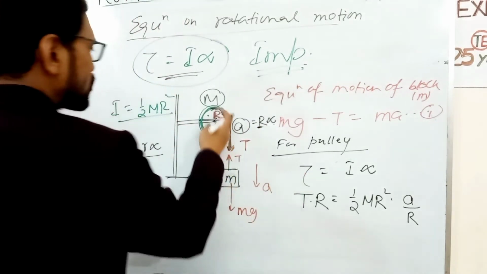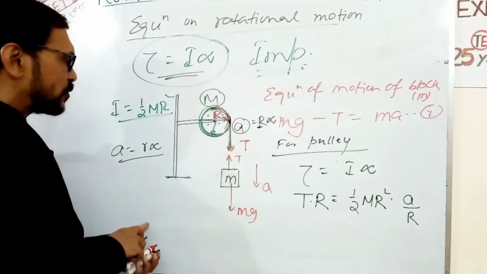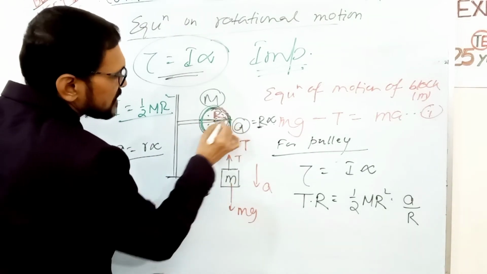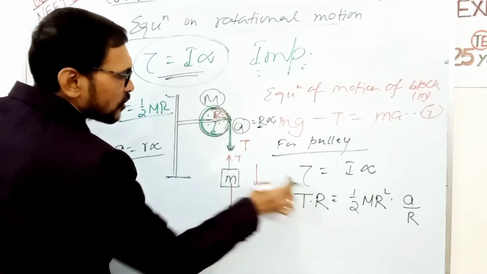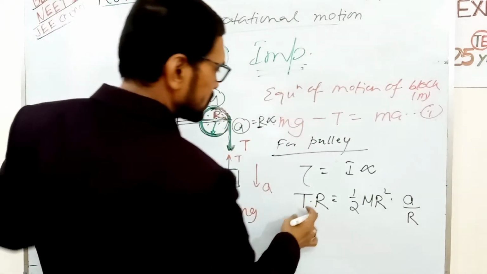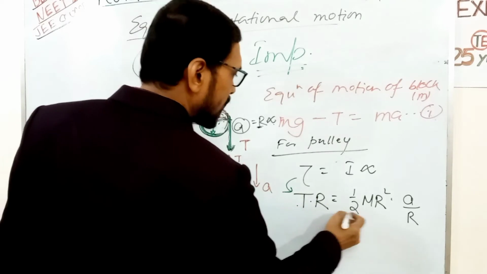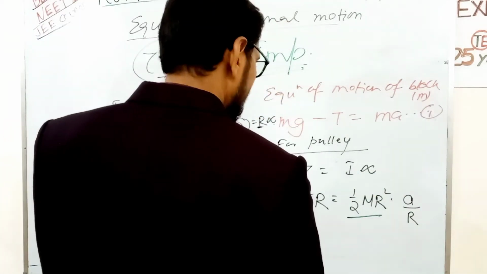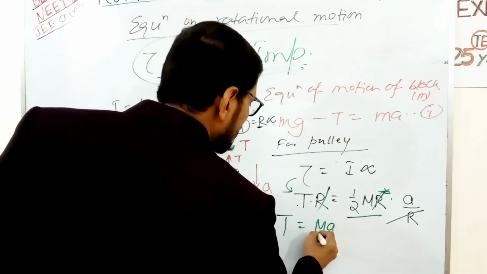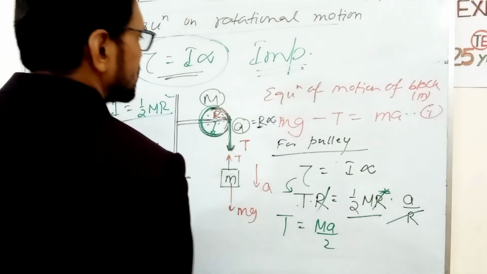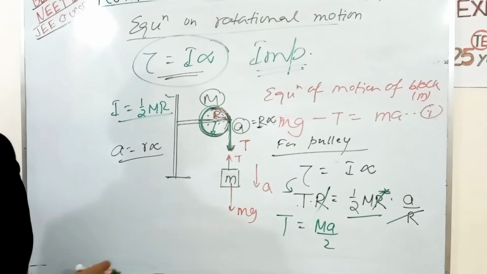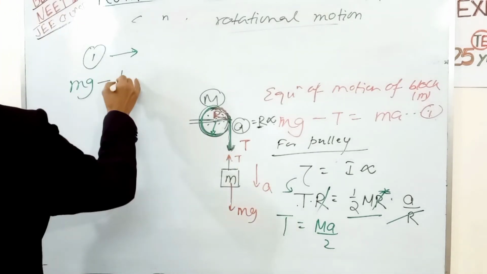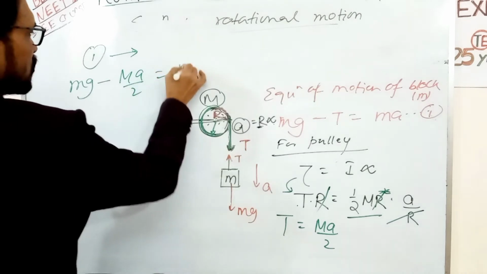Now torque equal to force into perpendicular distance. The force here is T, so torque is T into r. I equal to half mr square, alpha equal to a by r. So r cancels, equal to ma by 2. Now put ma by 2 in equation 1: mg minus T, with T equal to ma by 2, equal to ma.